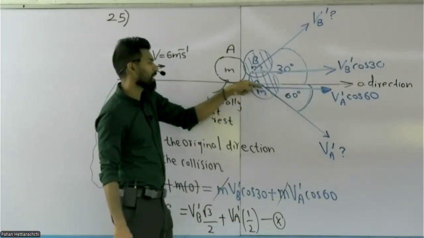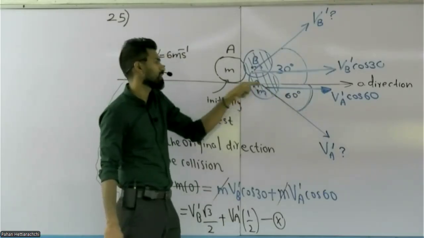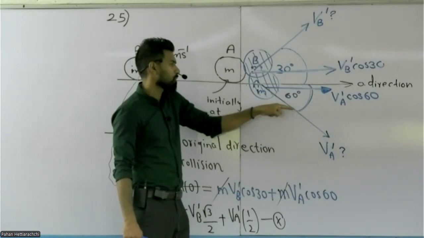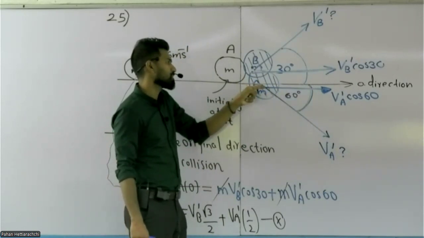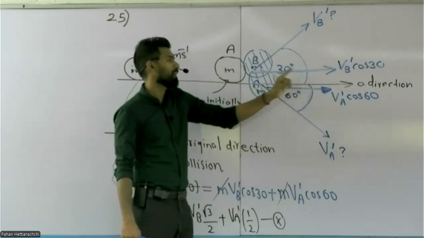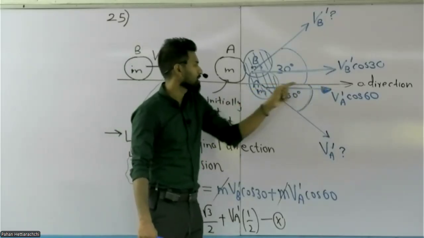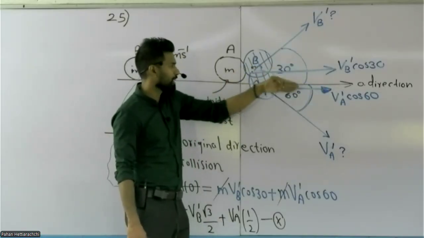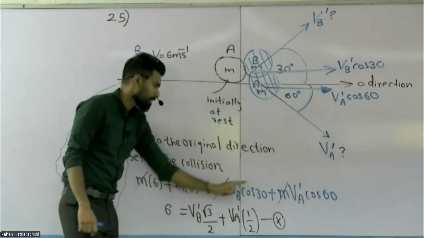From A, it's moving in a separate direction. The velocity is in a separate direction where it creates an angle of 60 with the initial. But vectors can be resolved. So if I take VA dash cos 60, that gives the velocity influence in the original direction. I can use that component to find the momentum in that direction, m VA dash cos 60. So m VA dash cos 60 and m VB dash cos 30 are the momentum components in the initial direction after the collision.